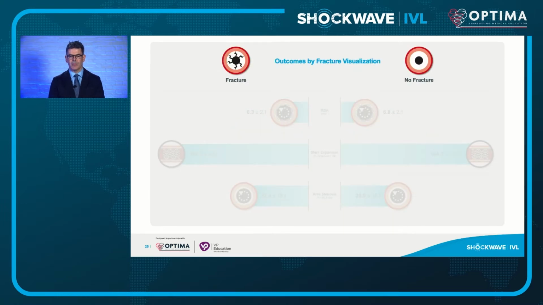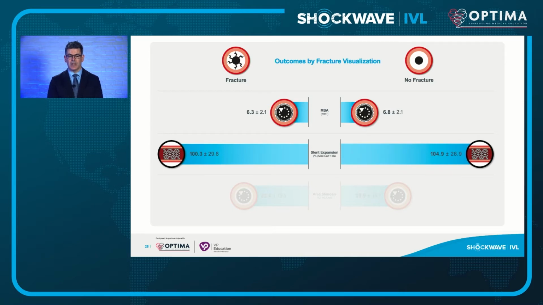Here we see the outcomes by fracture visualization. The MSA was 6.3 millimeters squared, and 6.8 millimeters squared if there was no fracture. So it doesn't appear that the presence of the macrofractures that we saw in OCT are the sole mechanism of action. This suggests that the microfractures I've just described may well be contributing to the mechanism of action. So a combination of macroscopic fractures that you can see on OCT and microscopic fractures which change the vessel compliance and allow stent expansion.